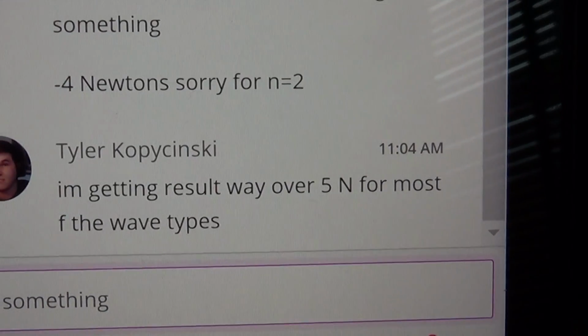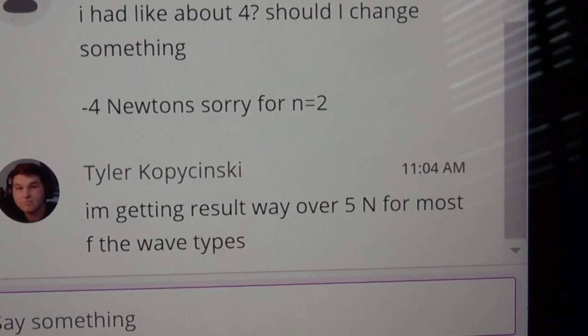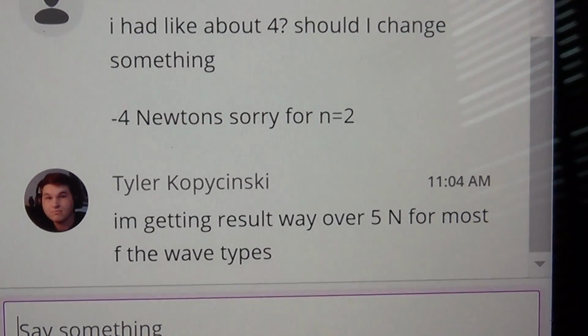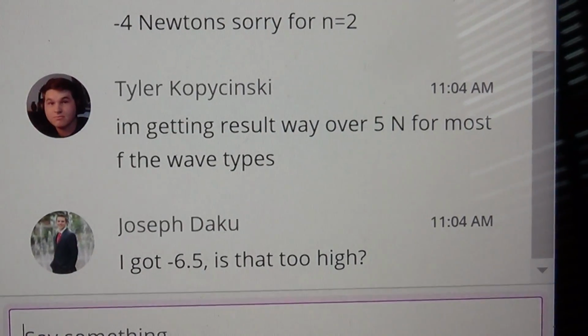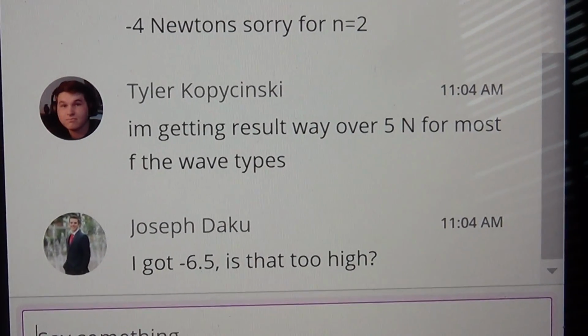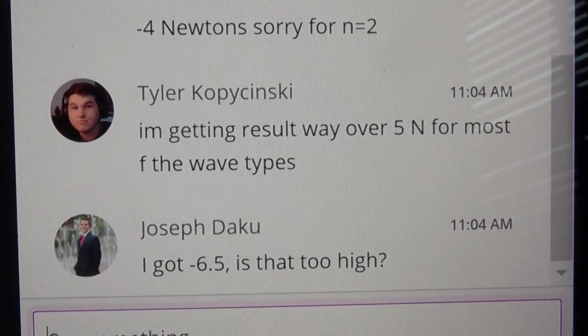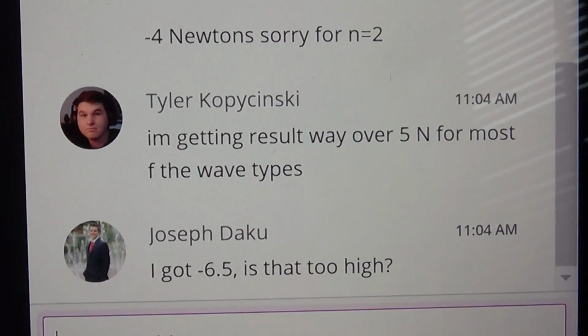And Tyler, I'm getting a result way over 5 newtons for most of the wave types. And then Joseph said I got -6.5. Is that too high? Well, if you're getting the n equals 2 waveform to form, that may work for the string that you have. Not sure. It could also depend on how long your string is to get that waveform to form.